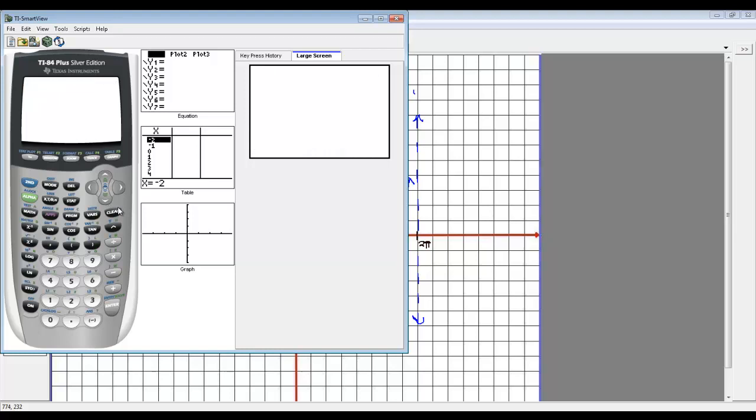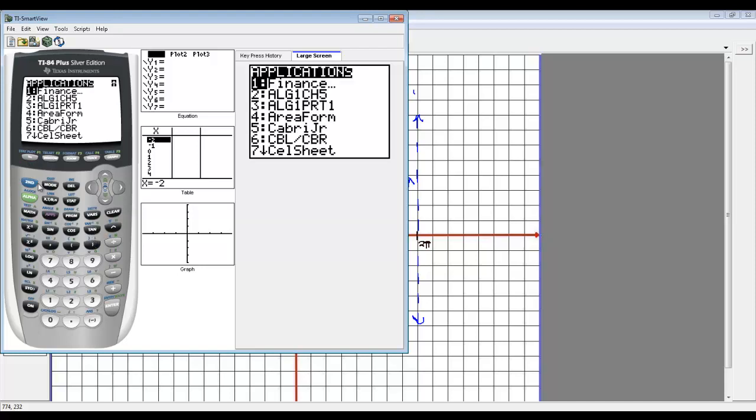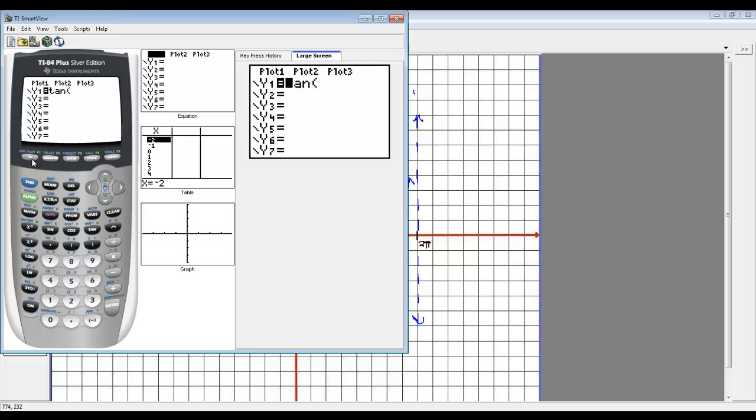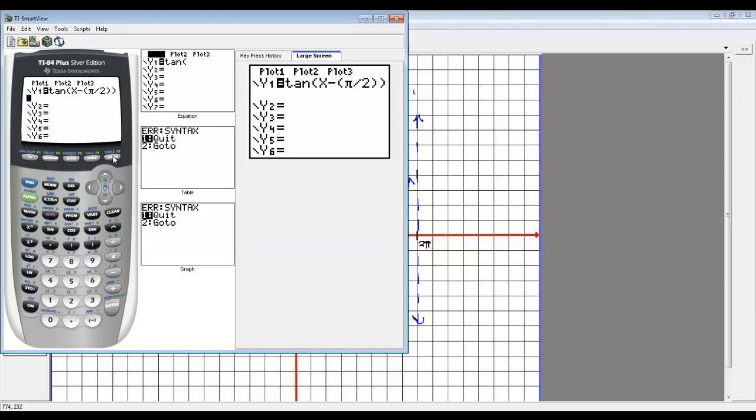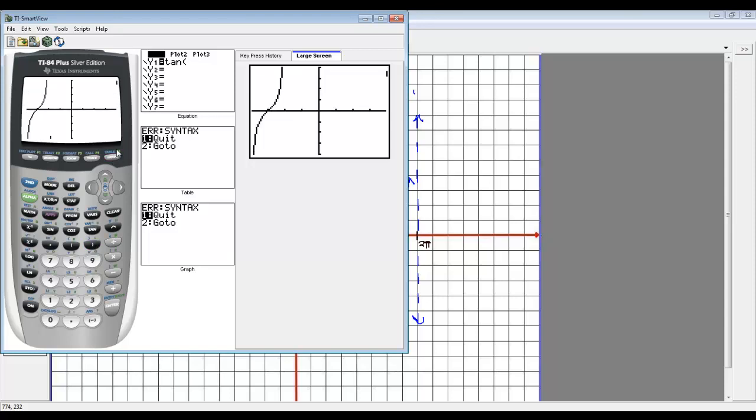Okay, so then let me go to y equals, and let's graph this: tan of x minus pi divided by 2. Say graph. Let's just see what happens. And there you go. There's the beautiful graph.